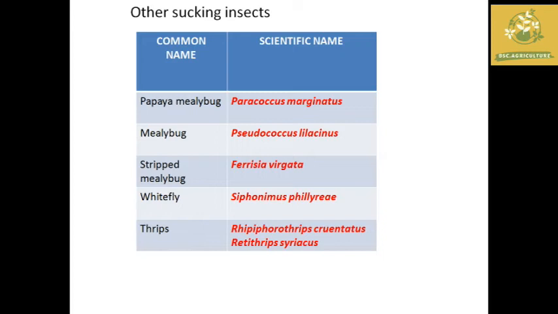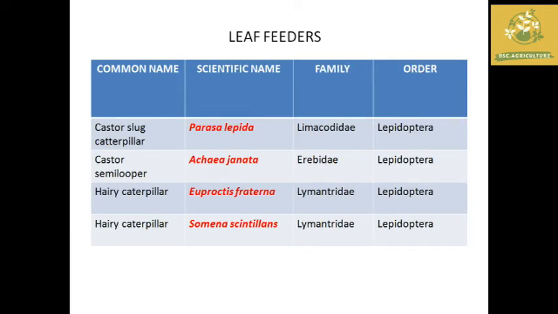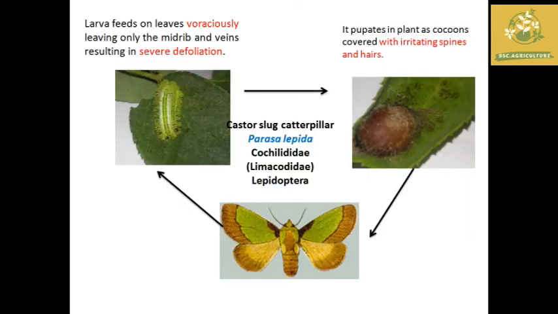And some other sucking insects present in pomegranate are papaya mealybug and striped mealybug, whiteflies as well as thrips, and I have also given their scientific names. Some other leaf feeders are castor slug caterpillar, castor semilooper and hairy caterpillars. And these are the pictures of some common insects which can be asked in exams.